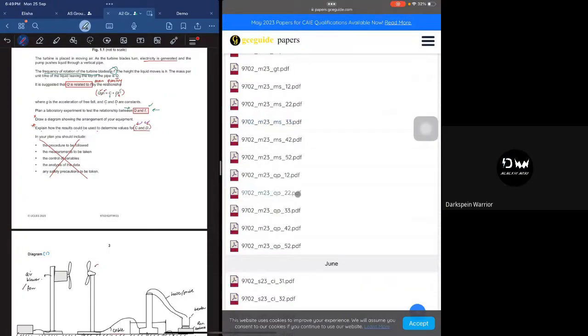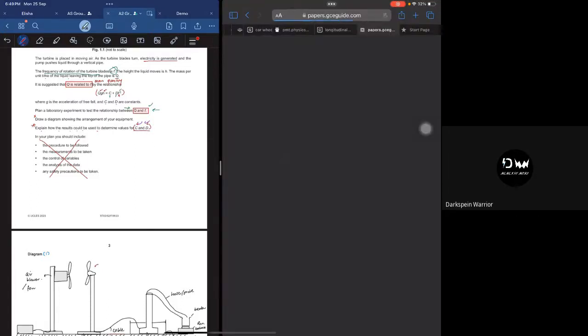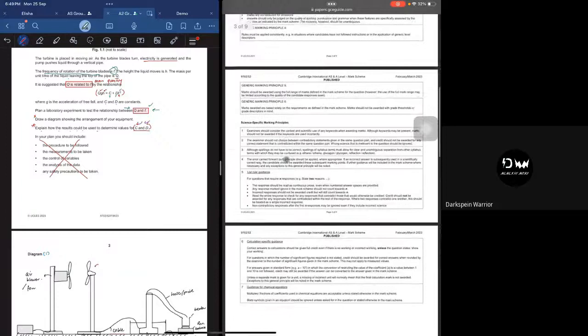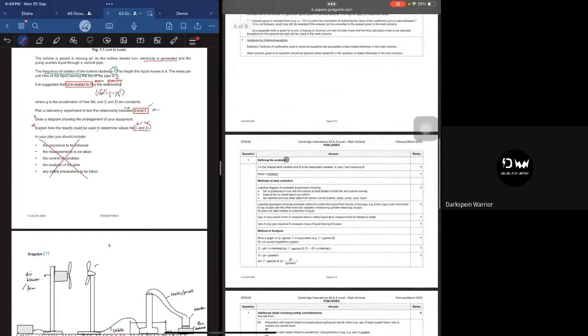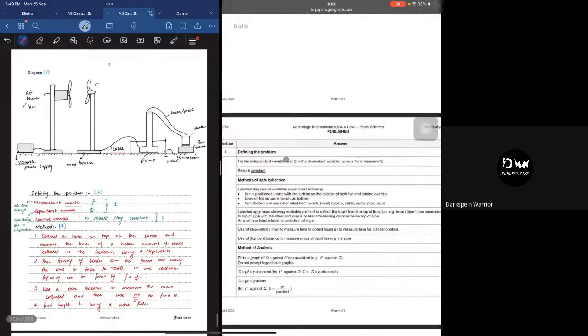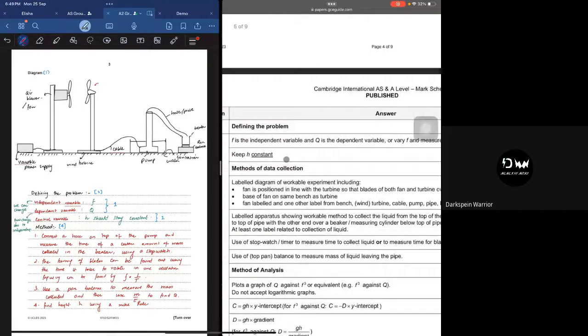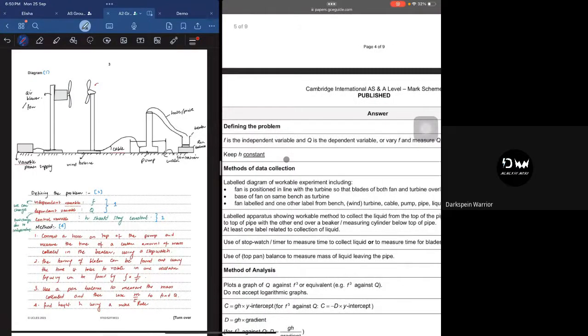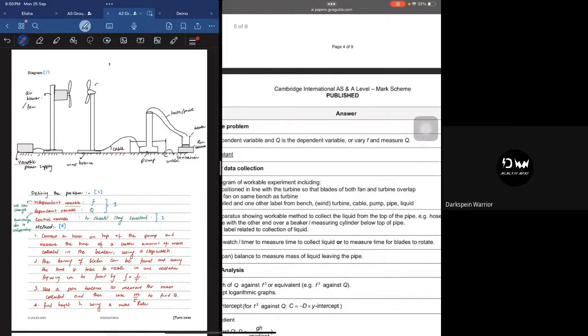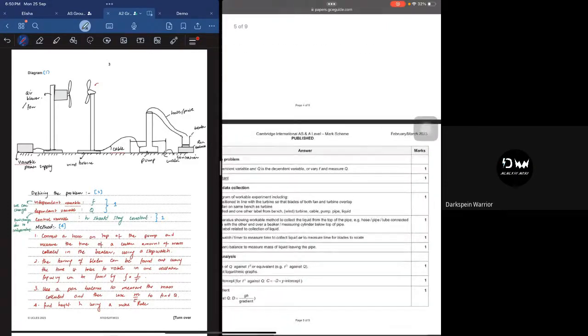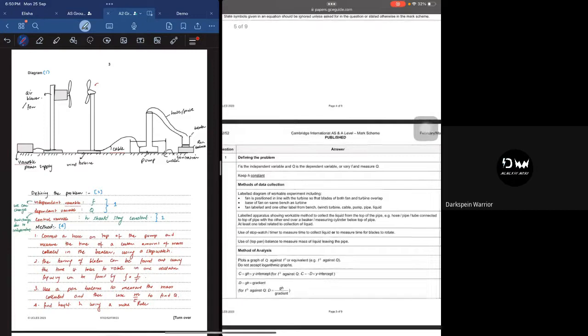It was March QP MS52. Okay, so let's look at the first one. They have said you should have f as an independent variable and q as a dependent variable. We have done that, 1 mark. Then it says you should keep h constant. We have done that, which is 1 mark again. Do you guys get it?